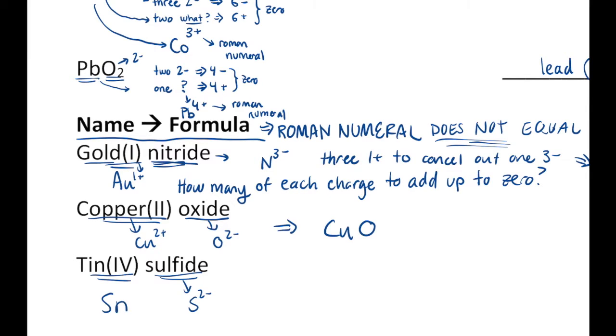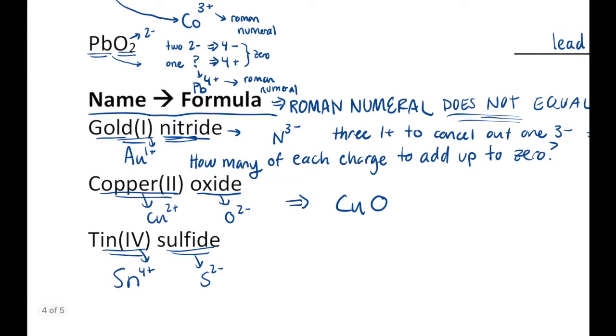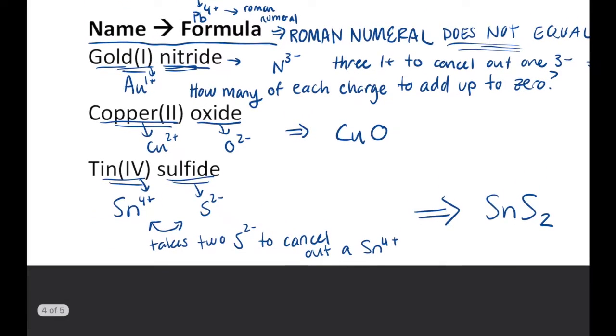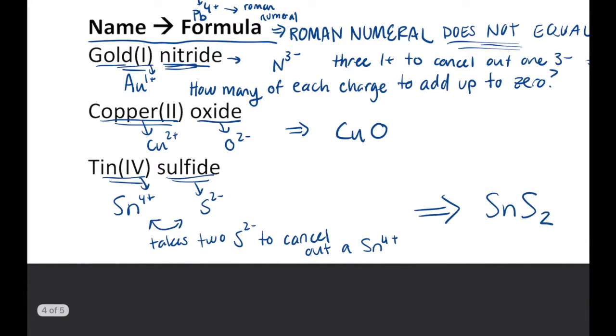Tin is Sn. If you look for Sn here, it has a Roman numeral of 4, so it's going to be Sn4+, that's the charge. Sulfide is in group 6A. We saw that before. It has a 2- charge because it's in group 6A. So you're going to need probably 2 of those S2- to cancel out that 4+. So your formula is going to be SnS2.